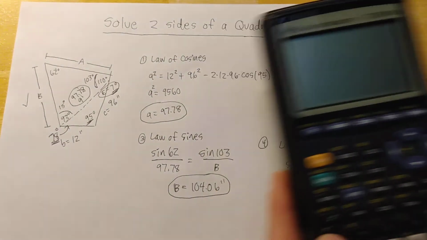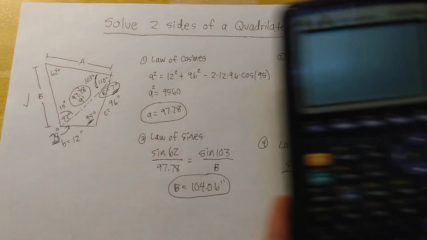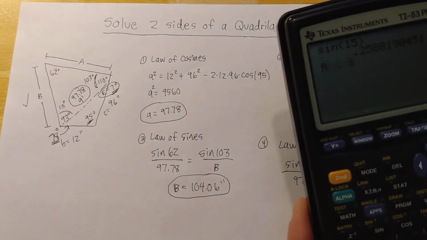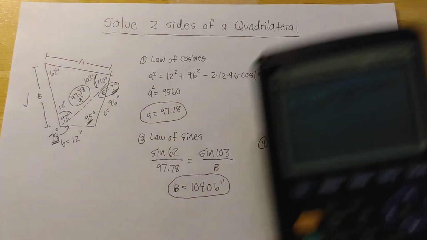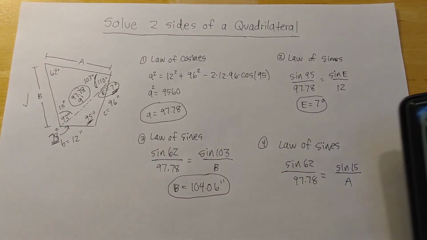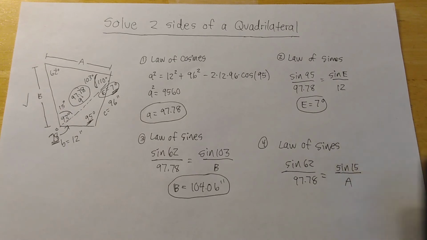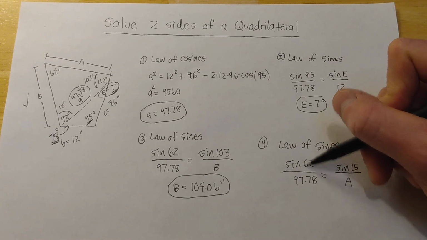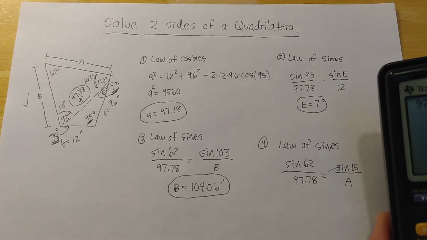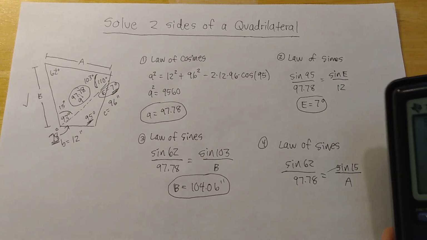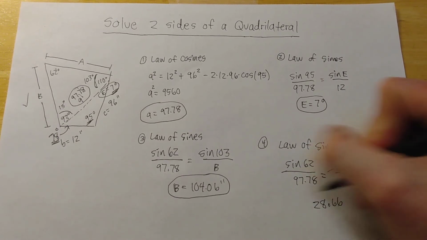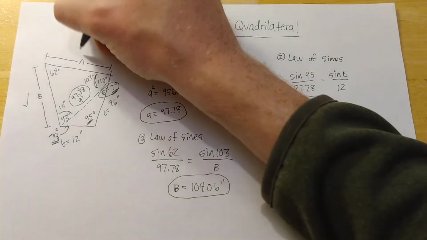We could do it with the TI calculator. We're going to do sine of 15 divided by that, and then all of that divided by sine of 62. Nope, that's not right. Oh, sorry, these are going to be multiplied. That's why. 97.78 times sine of 15, then divided by sine of 62. And that's 28.66. That is this side here.